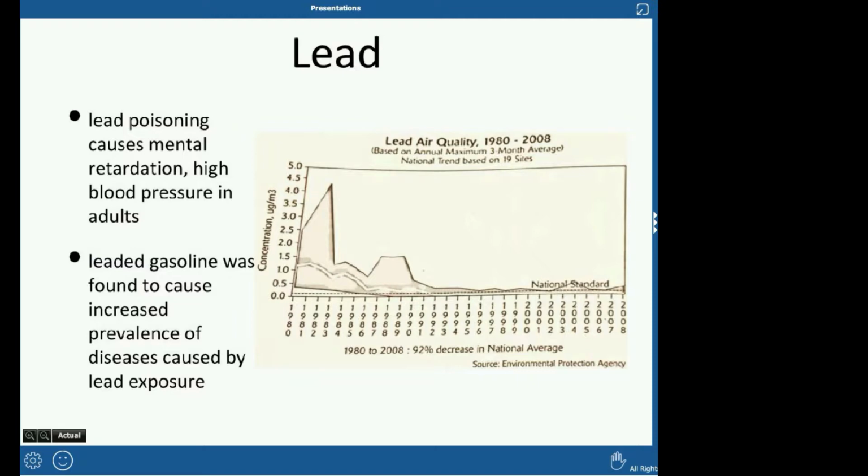This is a picture I actually got from a review book. It was the best one I could find about lead air quality. Basically, lead poisoning can cause mental retardation and high blood pressure. Leaded gasoline caused an increased prevalence of lead diseases. That's why you'll see at the gas pump now they call it unleaded gasoline, right? That's gas without lead in it.